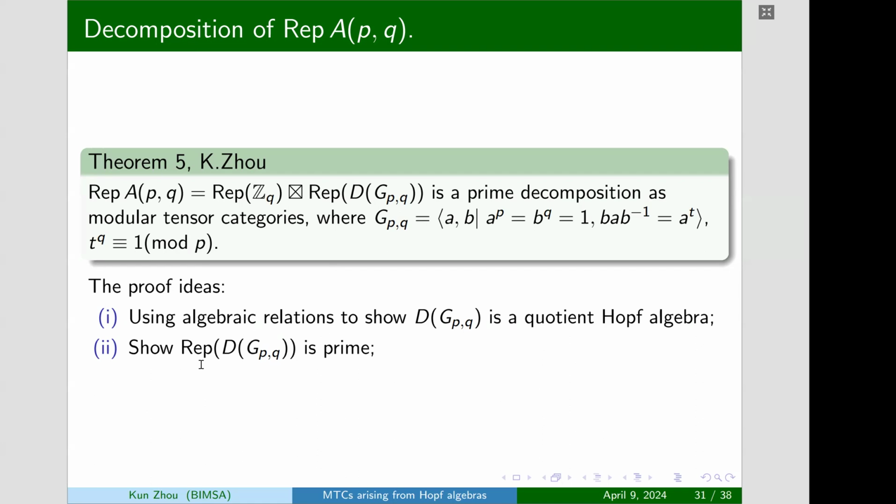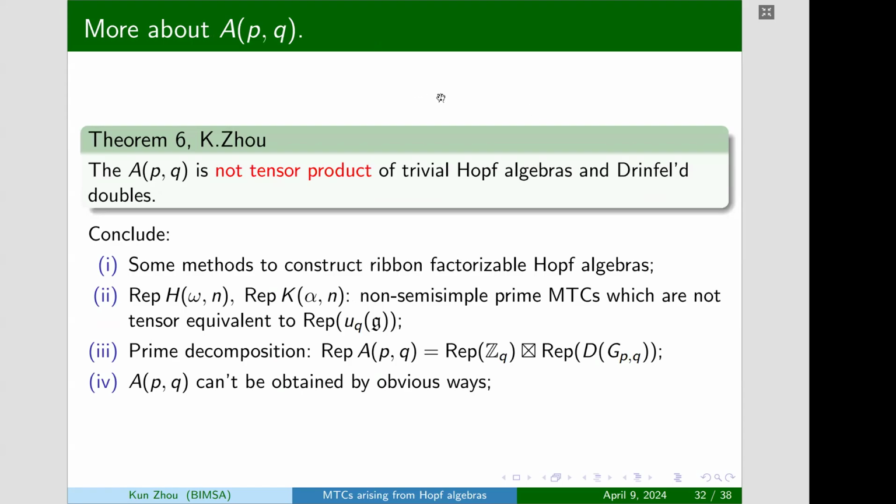The difficult part is to show the representation category of DGPQ is prime, and to do this, we use classification results about simple Hopf algebras of dimension PQ square. Also we see that Rep APQ is not a prime modular tensor category, but we show that the Hopf algebra APQ is not isomorphic to a tensor product of trivial Hopf algebras and triple doubles. Here, trivial Hopf algebras means that the group algebra is dual.